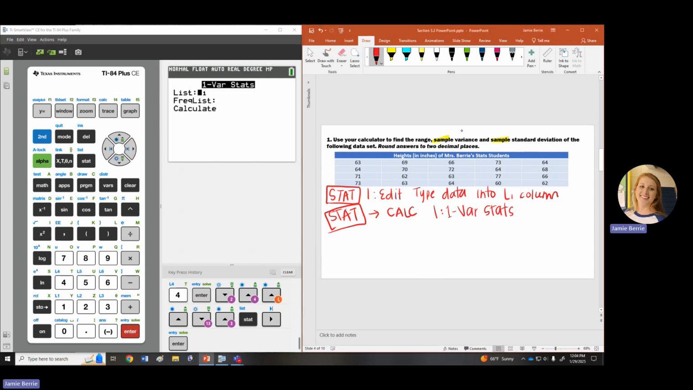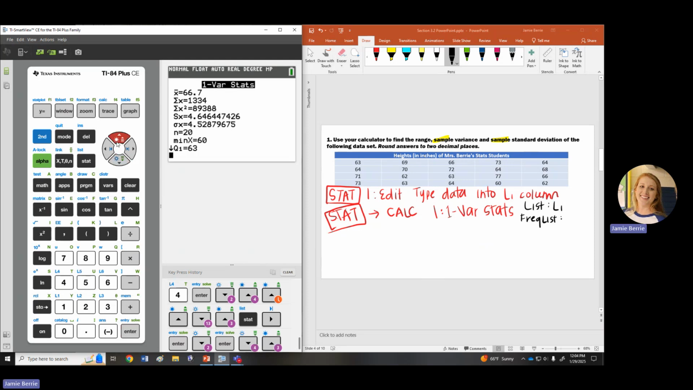You're going to want List to say L1, and Frequency List should be blank. Just like we talked about the other day, based on what type of calculator you have, whether a TI-83 or TI-84 Plus, your screen may look slightly different than mine, and that's okay. I'm going to go down to Calculate and hit enter, and there are my statistics. You can scroll up and down to see all of the output.